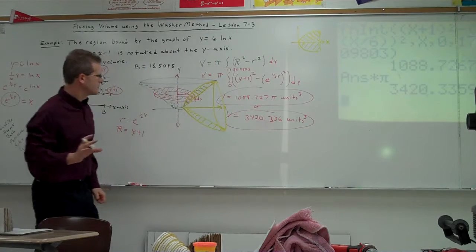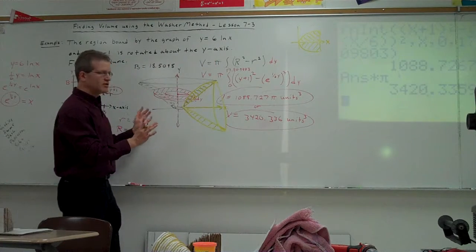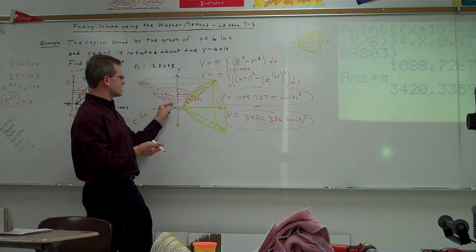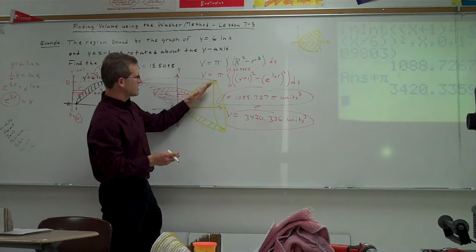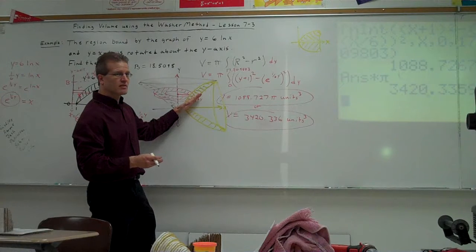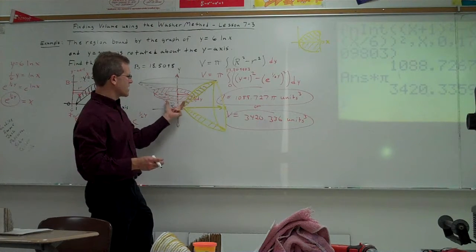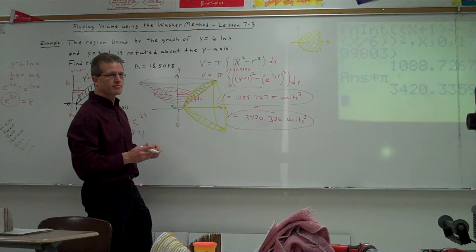Okay, good question. Now this is not the same shape though, because notice the black one has straight sides and a curved inside. The yellow one has a curved outside and a straight inside. So you get a different answer. The yellow answer would be different than the black answer. All right?